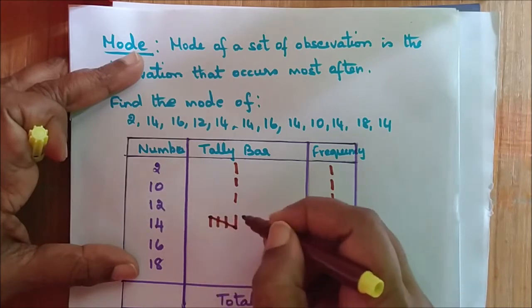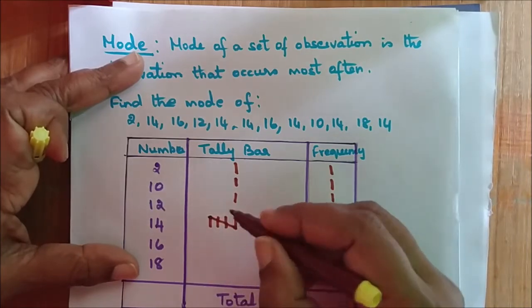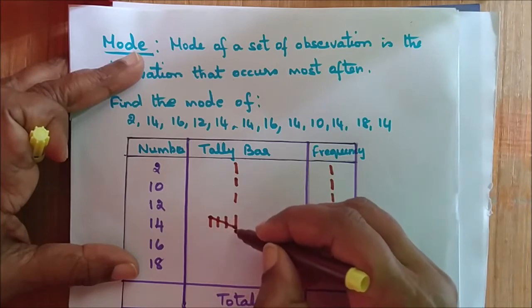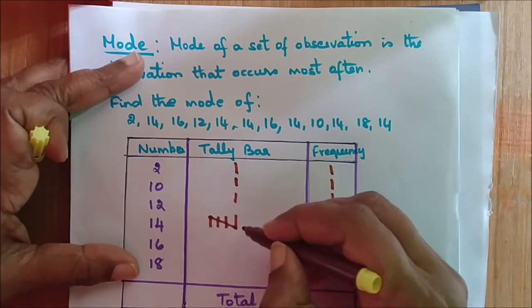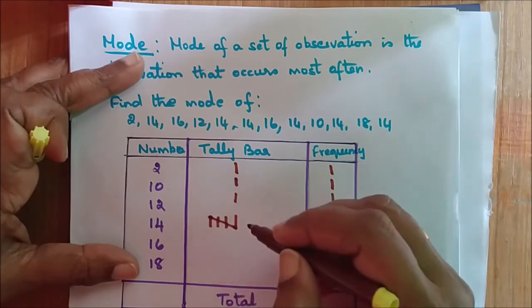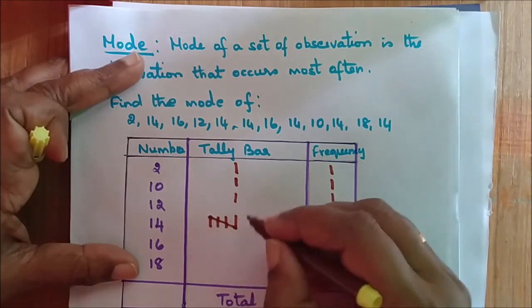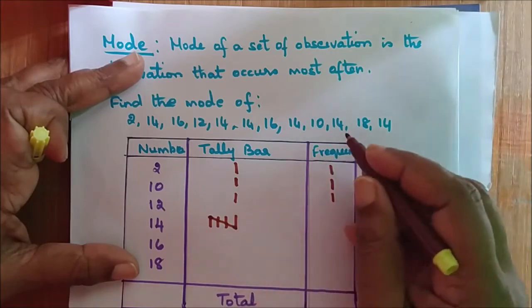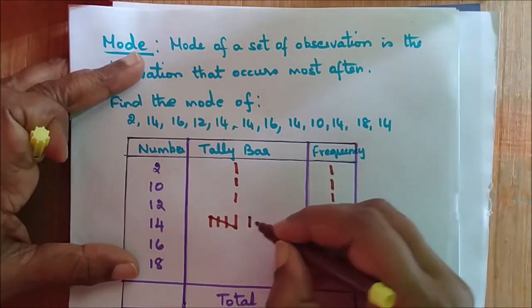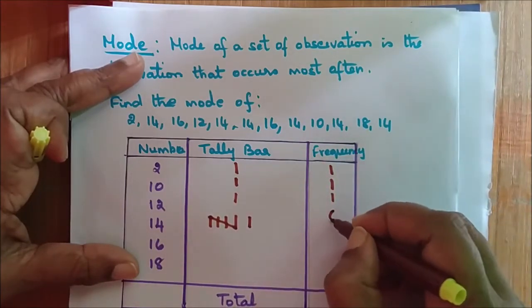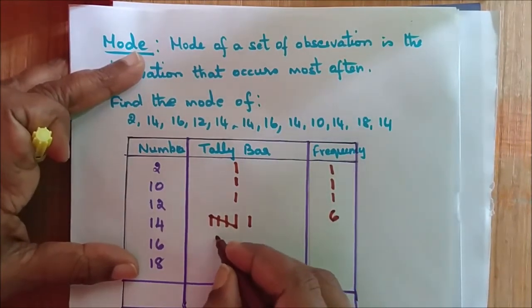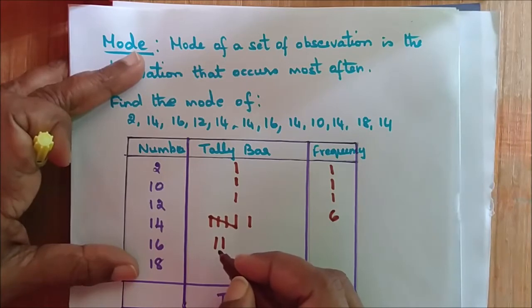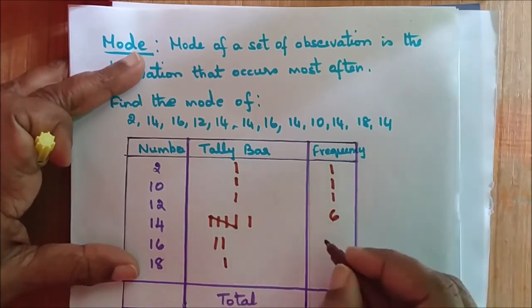This is how I mark using tally bars. For the first 4 we have vertical lines, and then the fifth one we cut across. So this set represents 5. The number of 14s is 5 times. There is one more, so that is 6. So how much do I have here? 6. Now 16 occurs how many times? 2 times. 18 occurs 1 time.